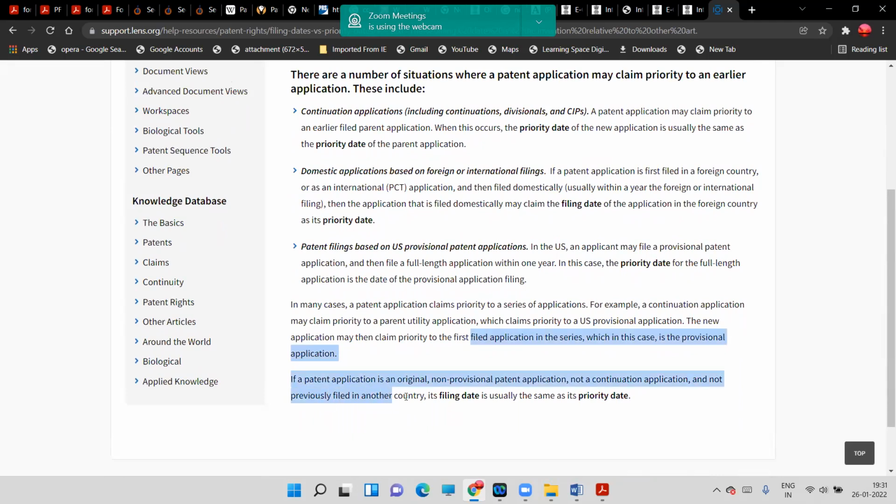If a patent application is an original non-provisional patent application, not a continuation application, and not previously filed in another country, its filing date is usually the same as its priority date.